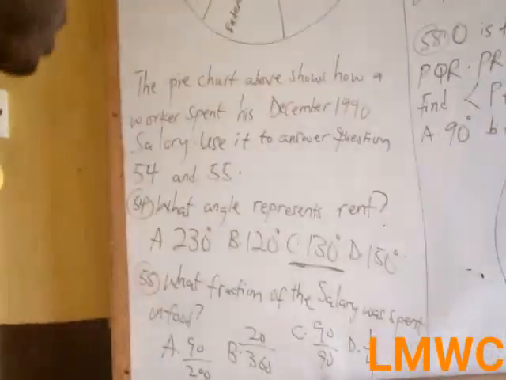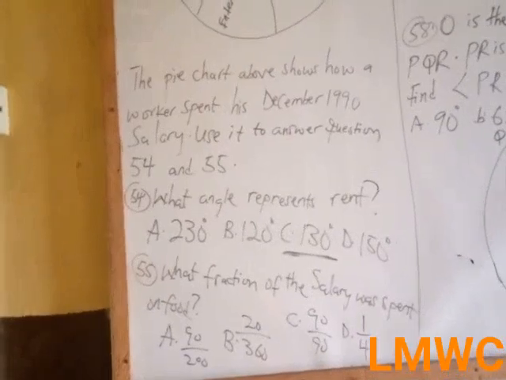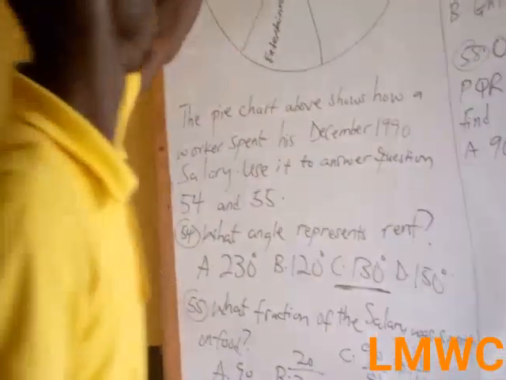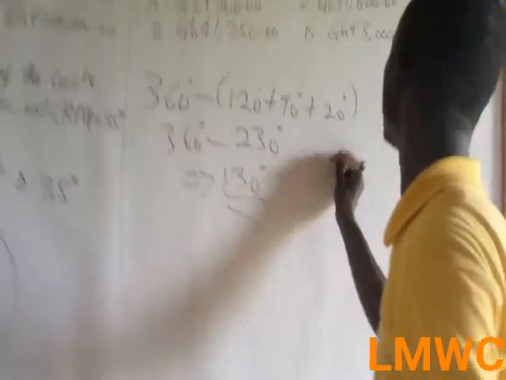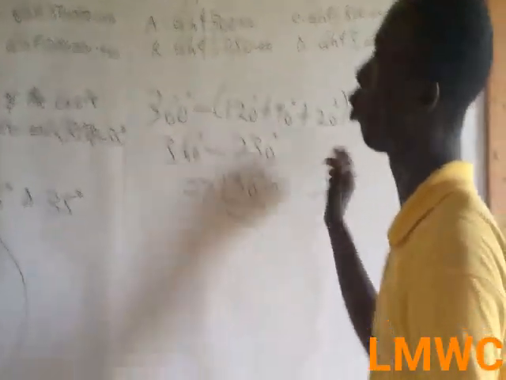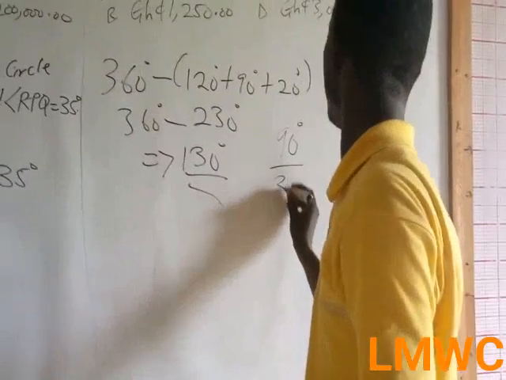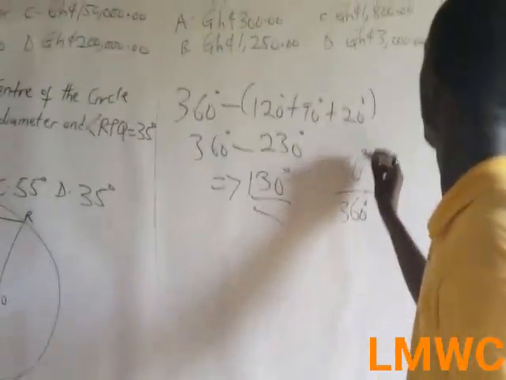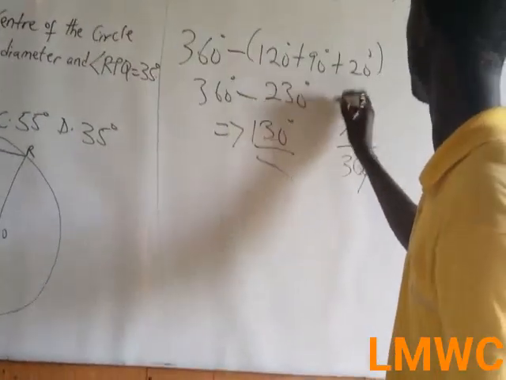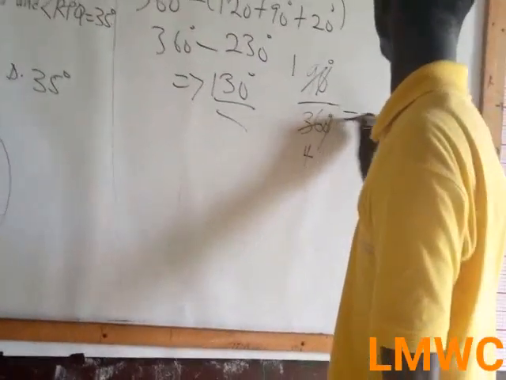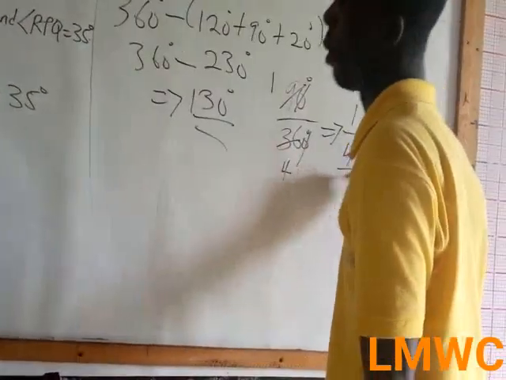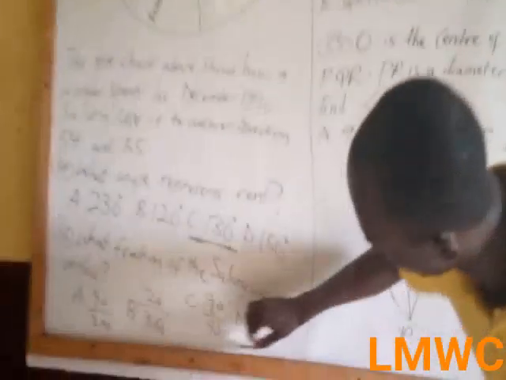Question 55. What fraction of the salary was spent on food? Now they want the fraction spent on food. And we know for food, the angle is 90 degrees over the total angle of 360 degrees. This cancels this. 9 goes here 1, 9 goes here 4. So you should reduce it to its lowest term. The answer is D.